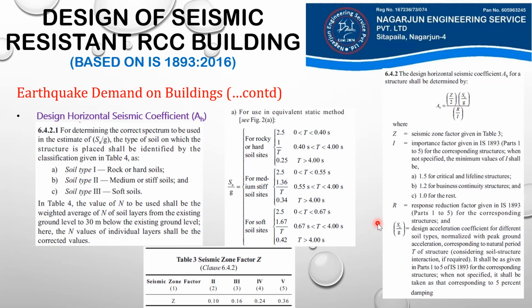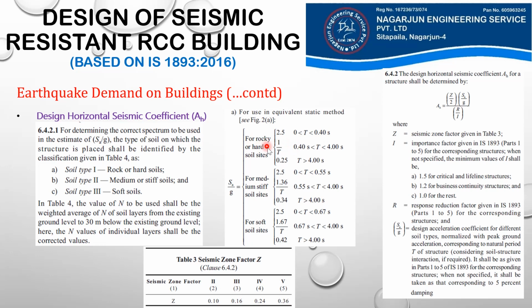In our IS code 1893, we have formulae given for calculating the Sa by g, or we can also look at the graph and get those values of Sa by g. You can see on the left hand side, we have Sa by g value for 3 different types of soil: rocky or hard soil, medium stiff soil, and soft soil sites. All these properties can be determined only after conducting a soil test, and from this soil test report data we can know on which type of soil the structure is being built.